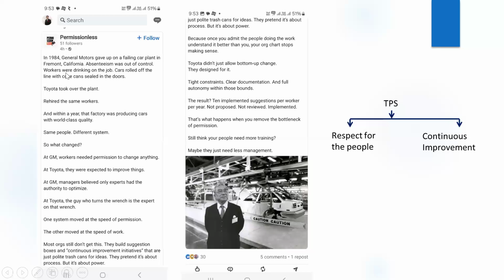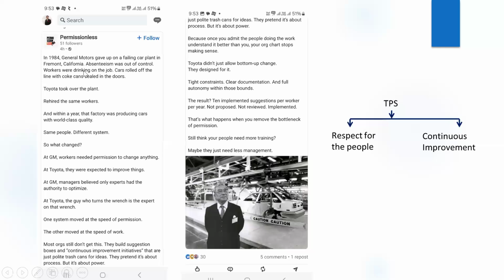From LinkedIn, I took this screenshot. In 1984, General Motors gave up on its car plant in California. Absenteeism was out of control. Workers were drinking on the job. Cars rolled off the line with coke cans sealed in the doors. So that was the condition.